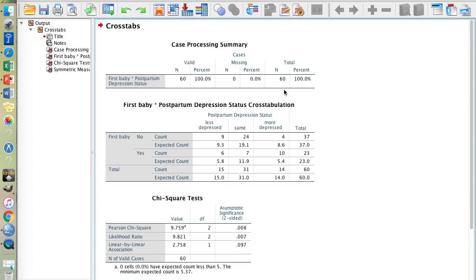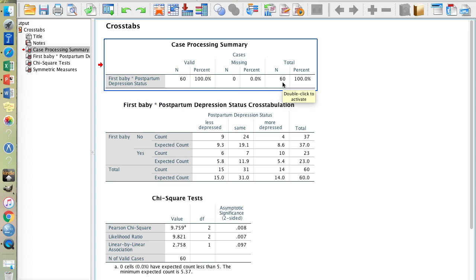So the first box that shows up just gives us an idea of our Ns and whether we have any missing values. It's not particularly useful. But the next 3 boxes are all going to be a part of our interpretation. I've copied and pasted those into my Word document in order to be able to highlight the parts of it we want to look at. So I'm going to move over into the Word document.